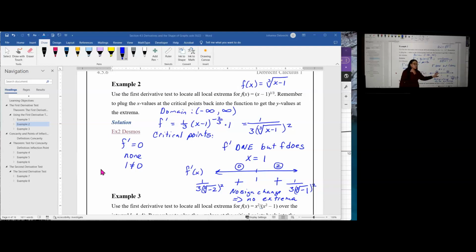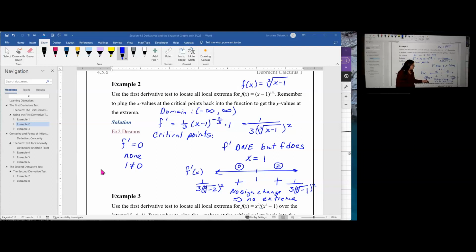A good test point on the left is 0. And a good test point on the right is 2. Remember that when you substitute those test points, you're substituting into the equation for the first derivative. You want to know if it's increasing or decreasing.